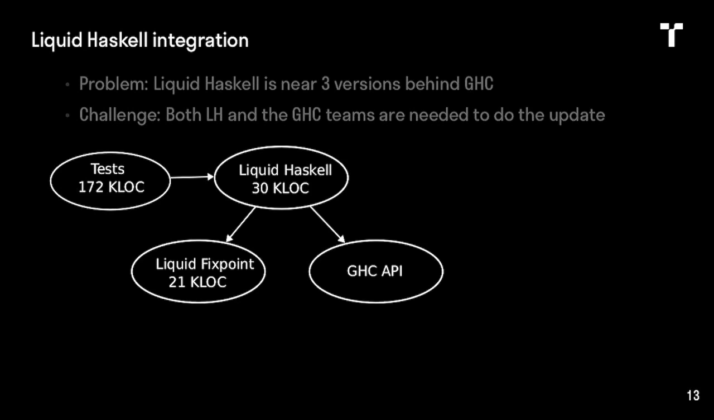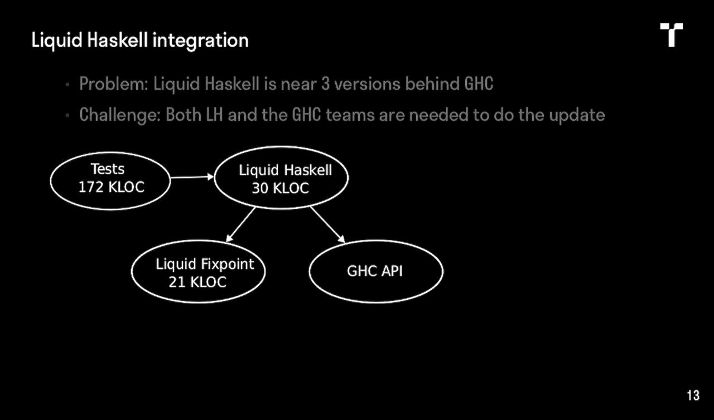The part that interacts directly with the GHC API is 30,000 lines of code. But if the change in GHC is subtle enough, a debugging session is probably going to send the developer into all of the components in Liquid Haskell. So this is not a very bright perspective, I think, for GHC developers.